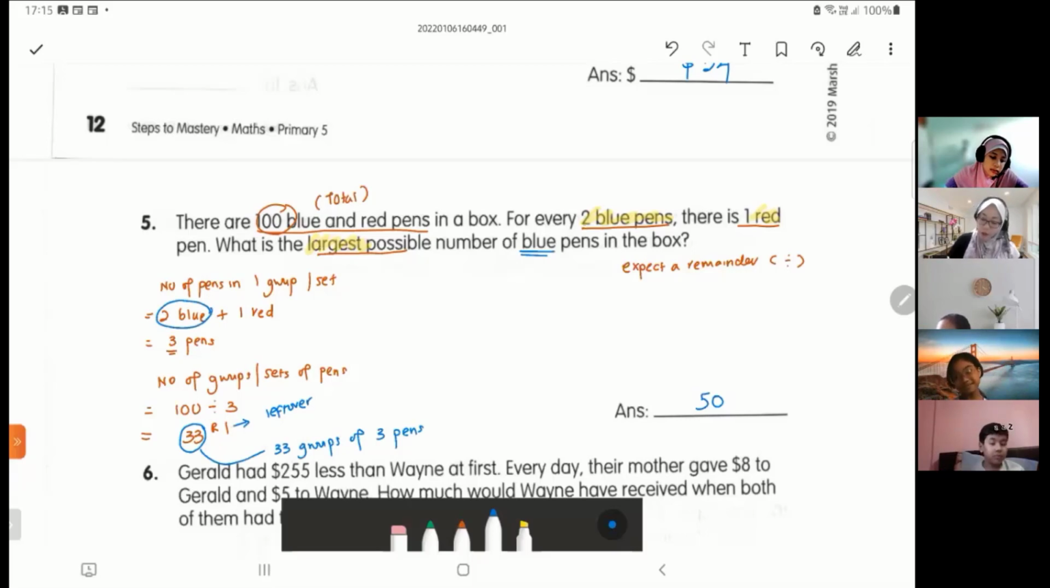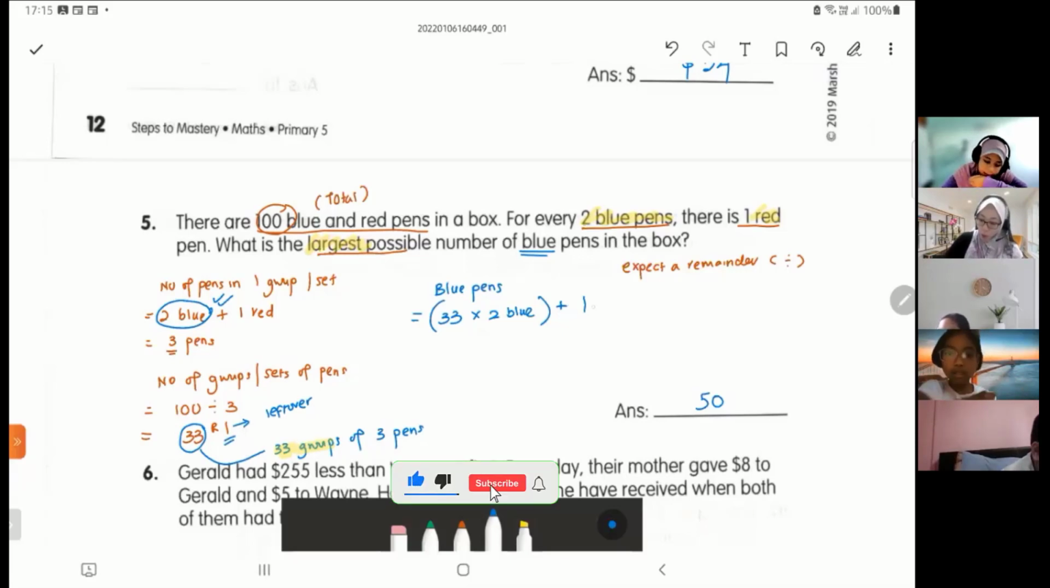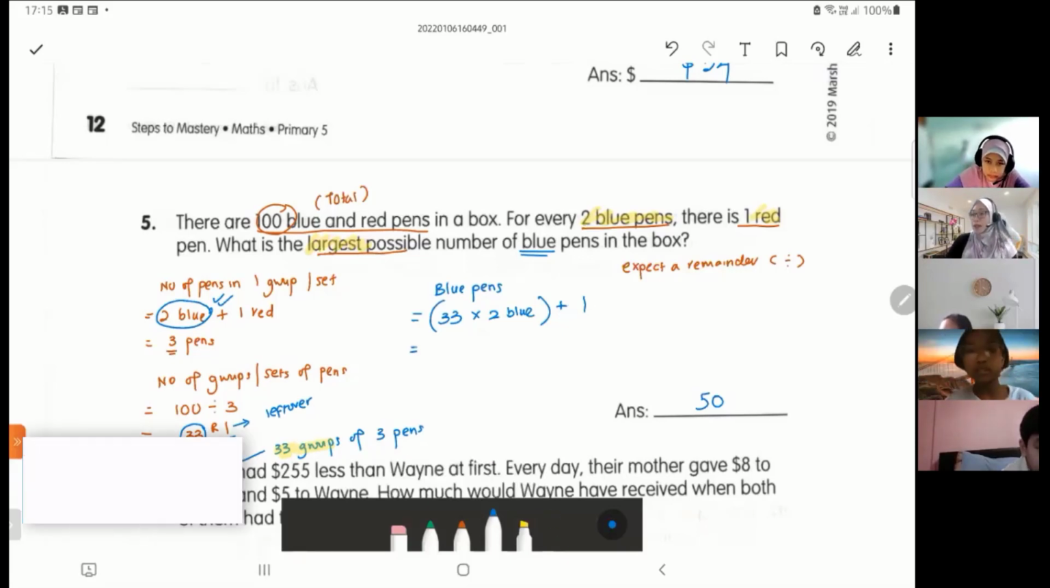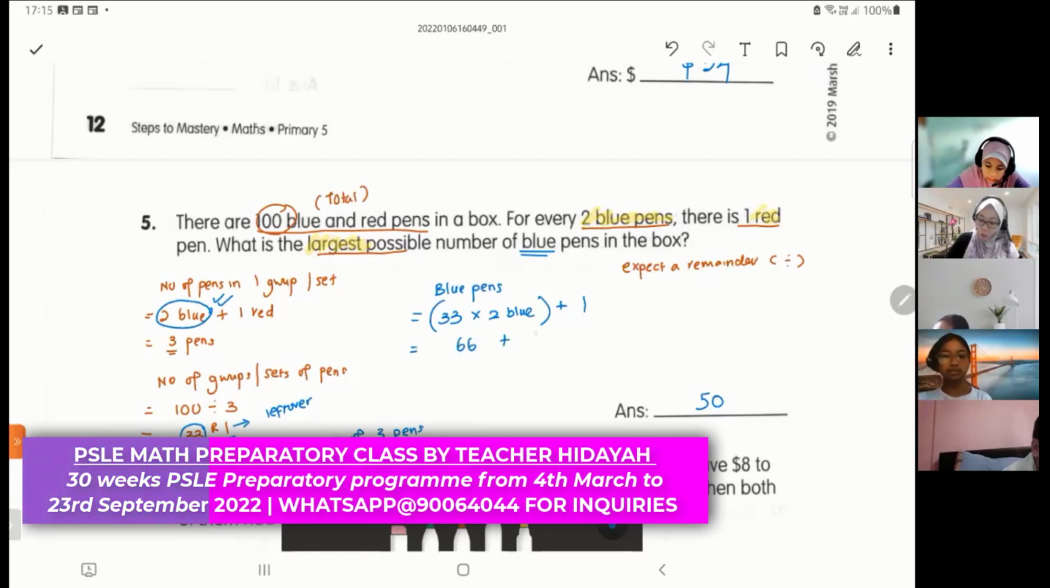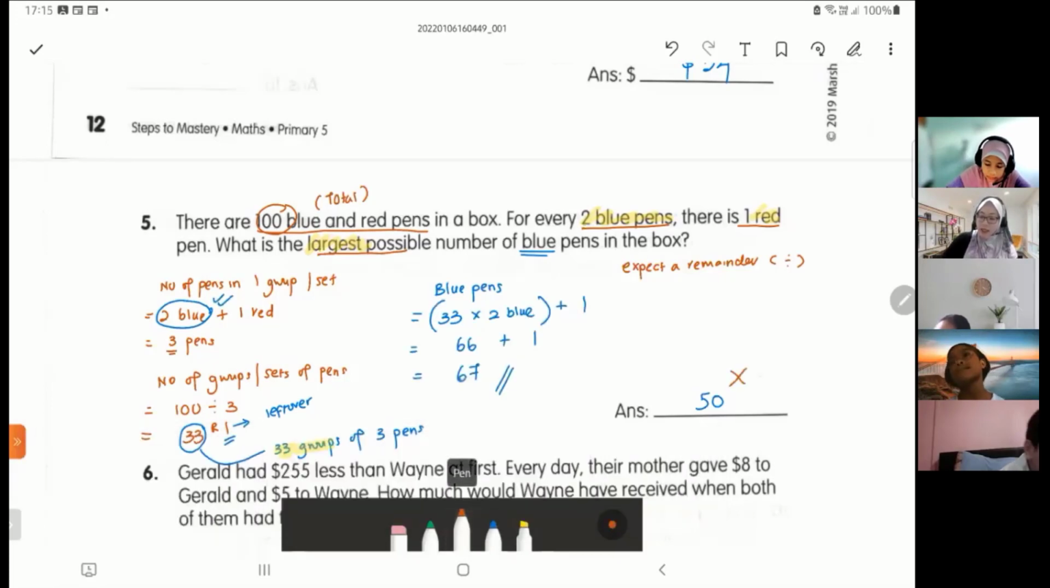2 blue pens, right? So to find the blue pens, it's 33, the number of groups that we have, times 2, this is the blue, there. And then you plus it with your 1 leftover pen just now. 1 pen equals to 66 plus 1 equals to 67. And that is my answer. 67 blue pens. Right, that is the answer.